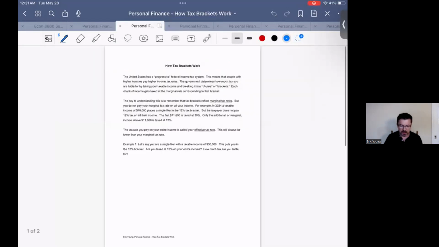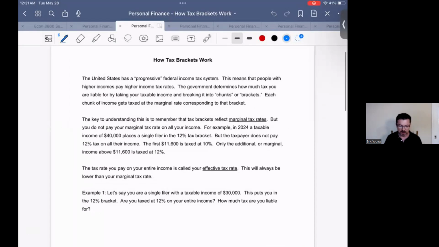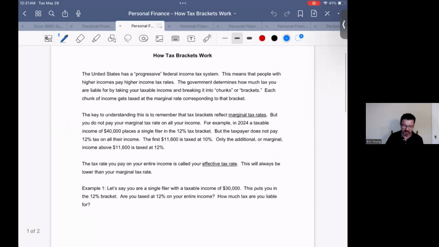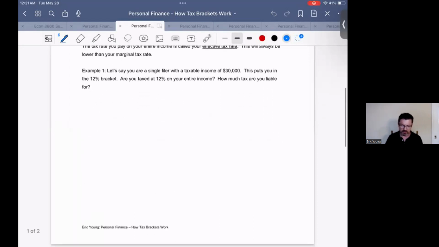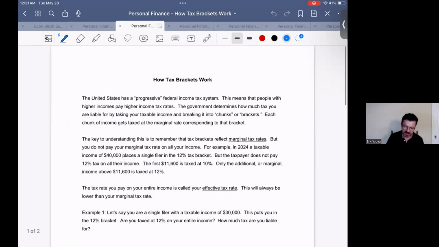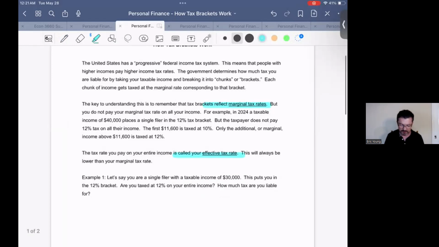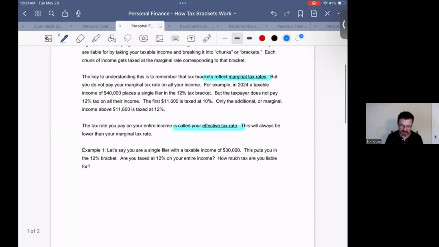You'll notice that I also put in the notes for this lecture a quick handout on how tax brackets work. You can read through this, but maybe the best way is with two examples. And again, up here, I explain the marginal tax rate and the effective tax rate. So let's do a quick example. Example 1.